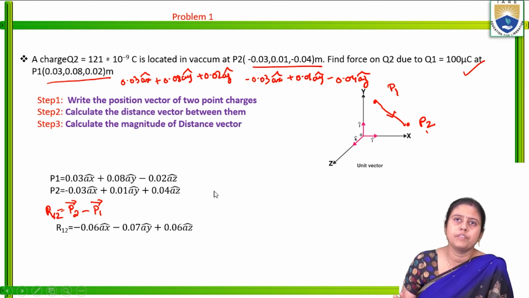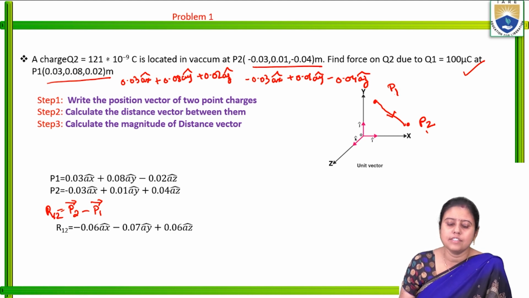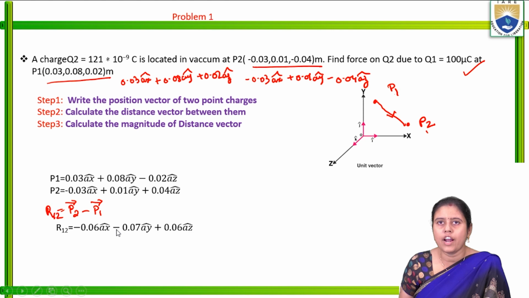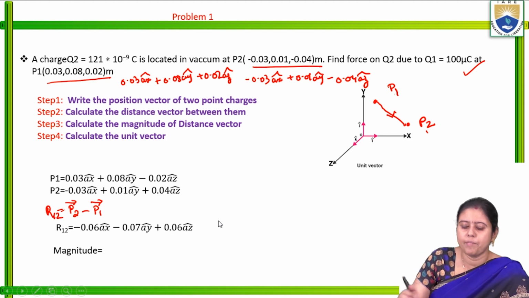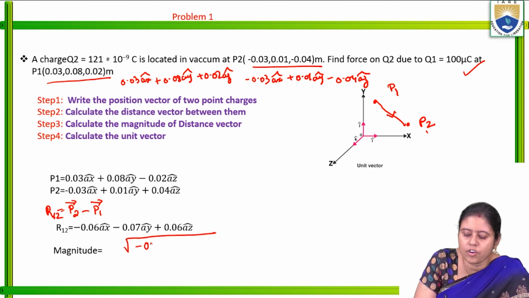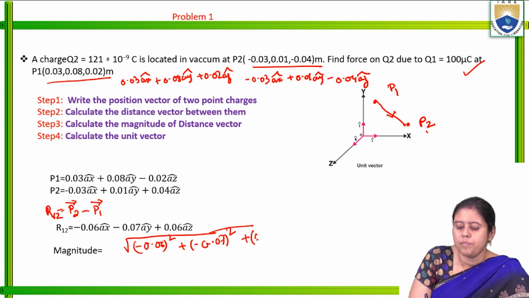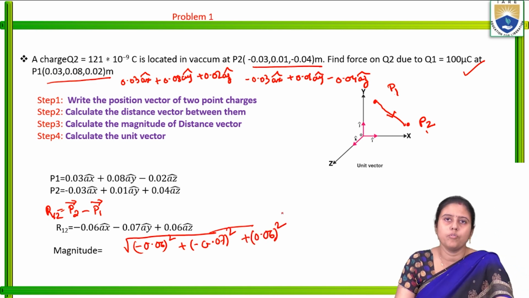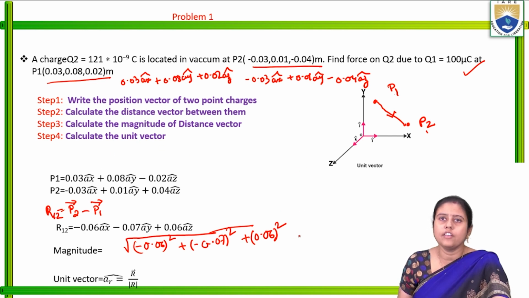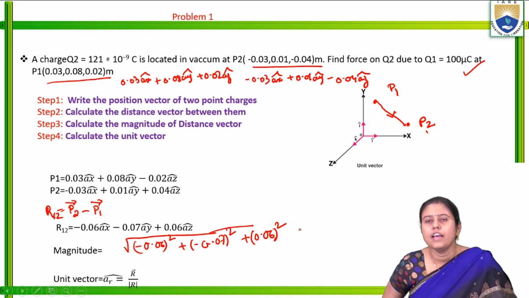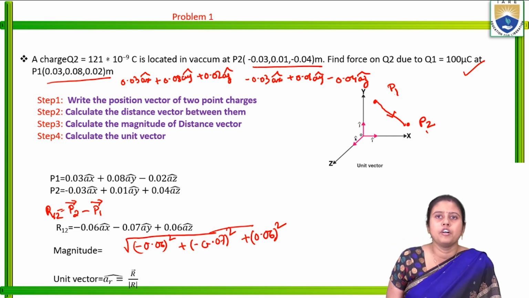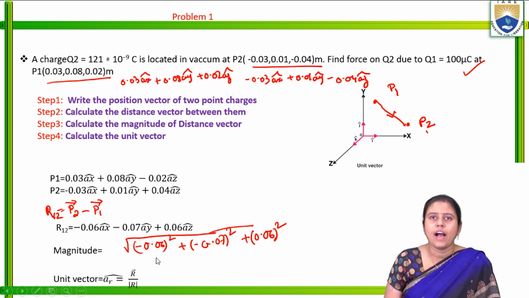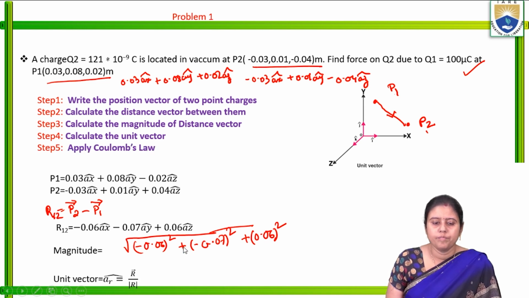Next we move to Step 3: calculate the magnitude of the distance vector. What is the magnitude? The square root of the sum of the squares of the AX, AY and AZ components, including 0.06 squared. So we got the magnitude. Then we will calculate the unit vector. The unit vector is equal to R by the magnitude of R, that is, A by mod of A.